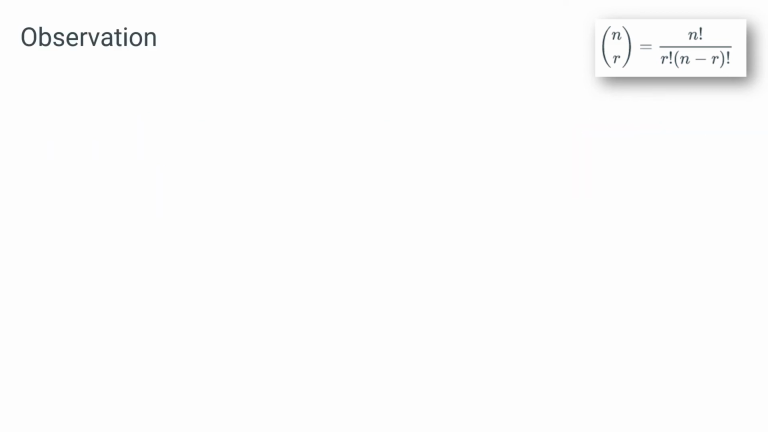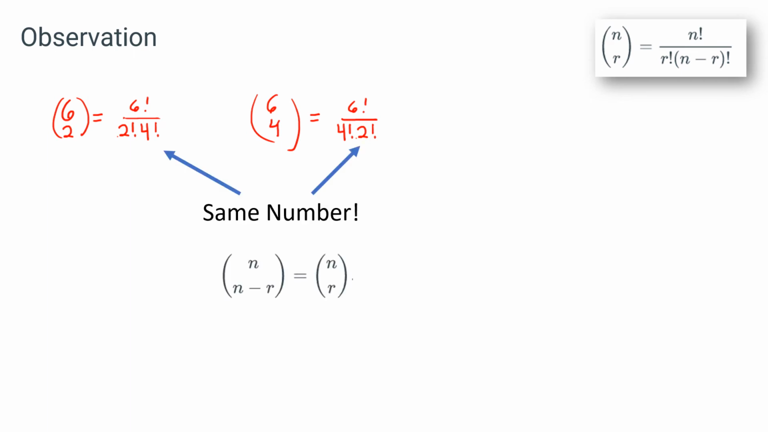Now here we're just going to make an observation. Think about if we were trying to find 6 choose 2. That would be 6 factorial over 2 factorial times 4 factorial using this formula up at the top right. If I were looking for 6 choose 4, I would get 6 factorial over 4 factorial times 2 factorial. But if you take a look at the denominators of those two fractions, it's just the same factorials written in a different order. And since that's multiplication, the order doesn't matter. So that will turn out to be the same number.